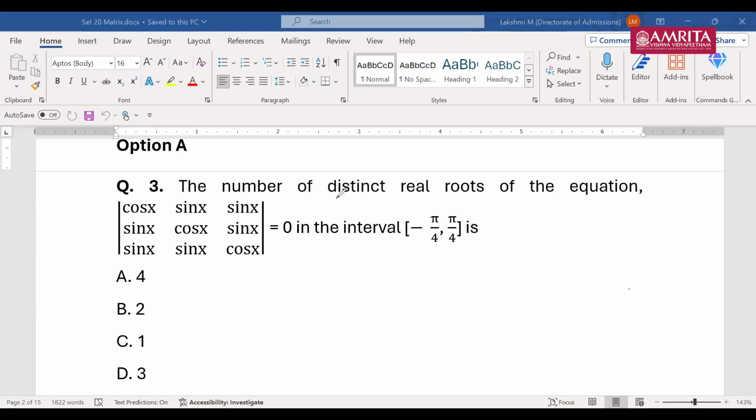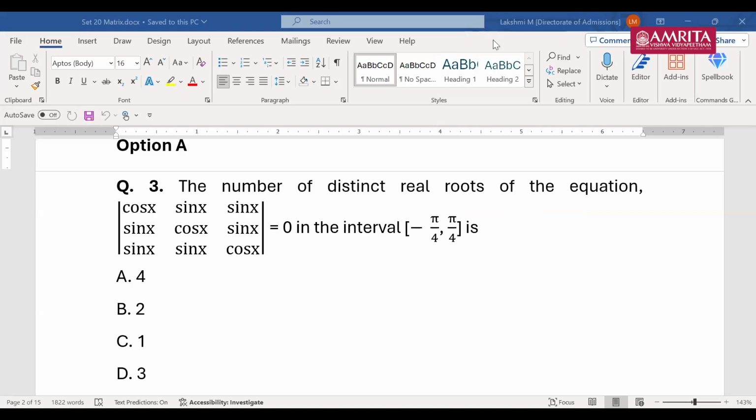Number of distinct real roots of the equation. This is the determinant: cos x, sin x, sin x; sin x, cos x, sin x; sin x, sin x, cos x. See, these are similar. This is equal to 0 in the interval minus pi by 4 to pi by 4, so 45 minus 45, that's what the value is. So you have to find out the number of distinct real roots of the equation. So how will you find the roots?